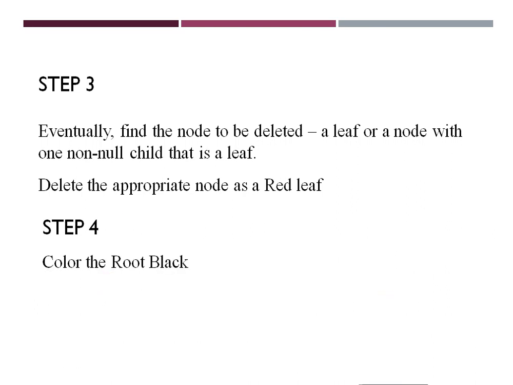Now step number 3 is finally to find the node to be deleted. Finally you will find the node to be deleted, that is a leaf node or a node with a non-null child. If that is a leaf node, then delete the appropriate node as a red leaf. And step number 4 is color the root as black.